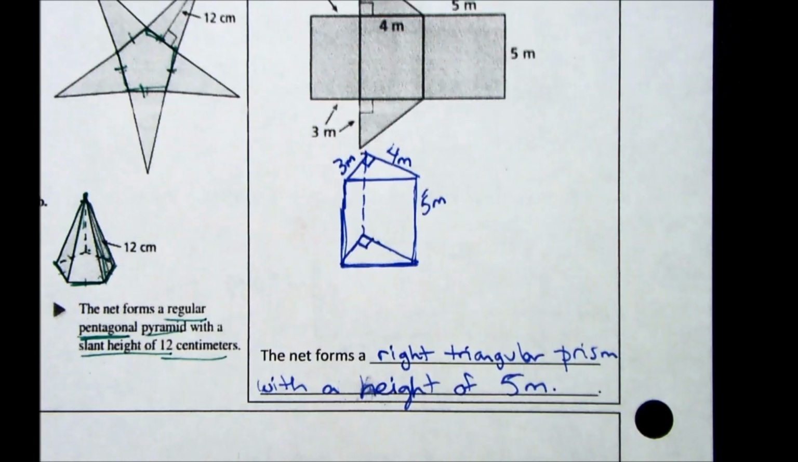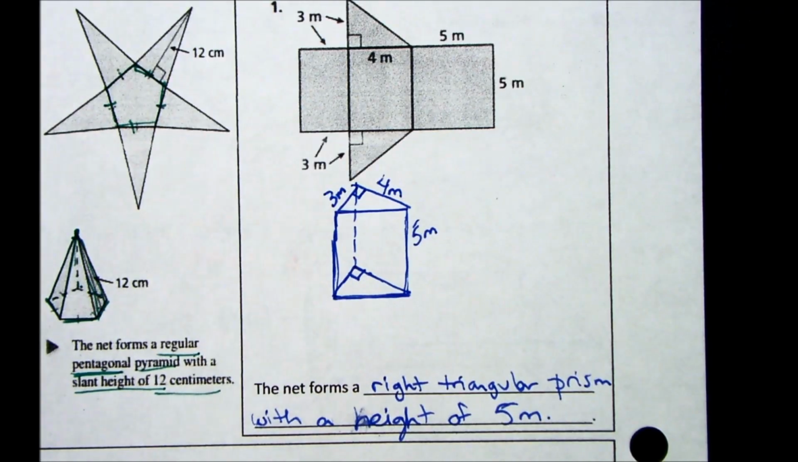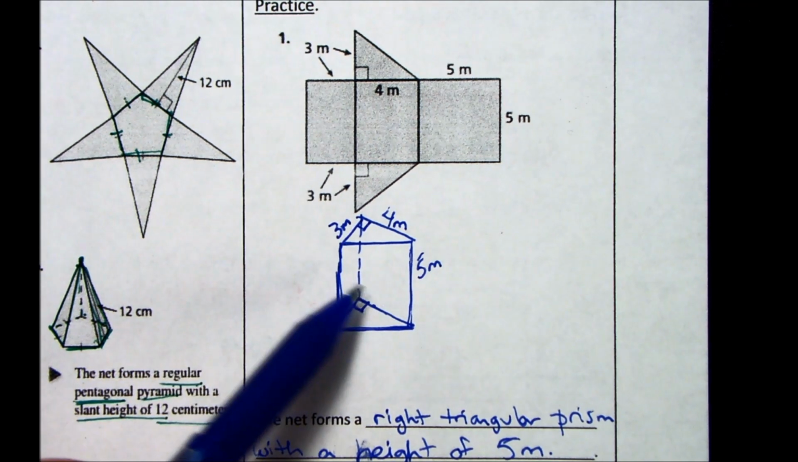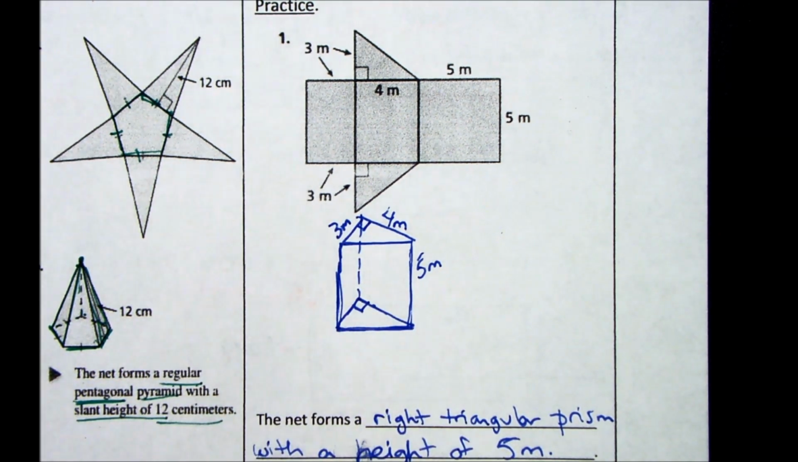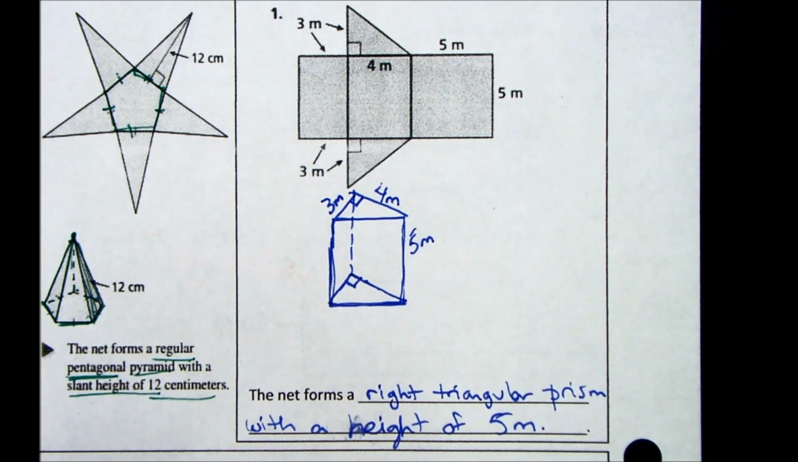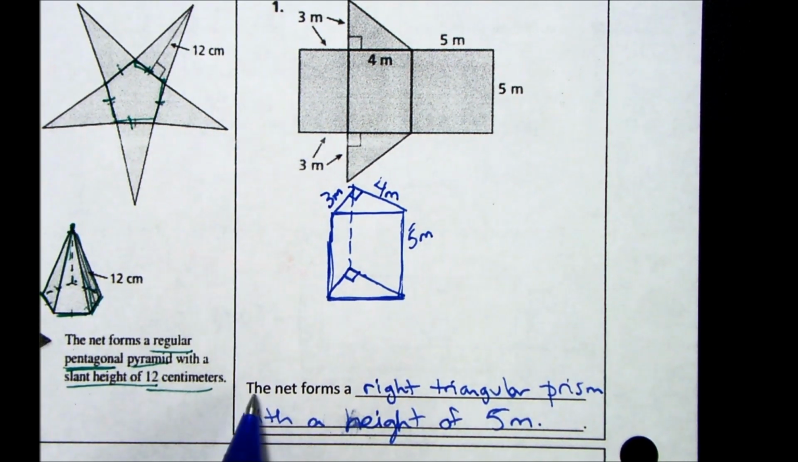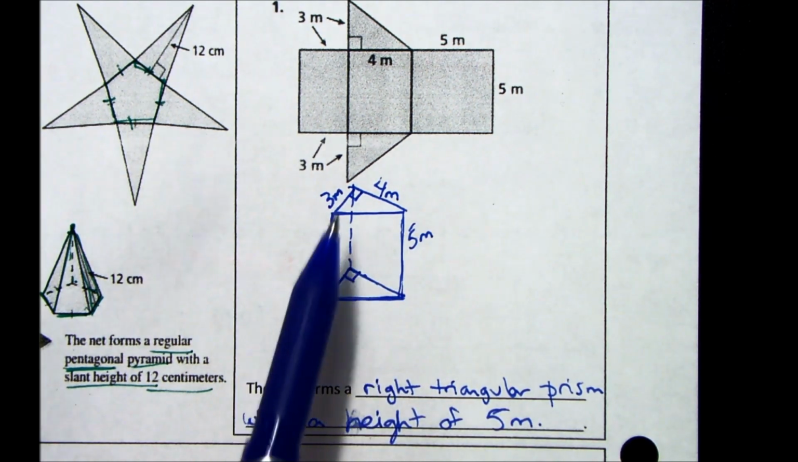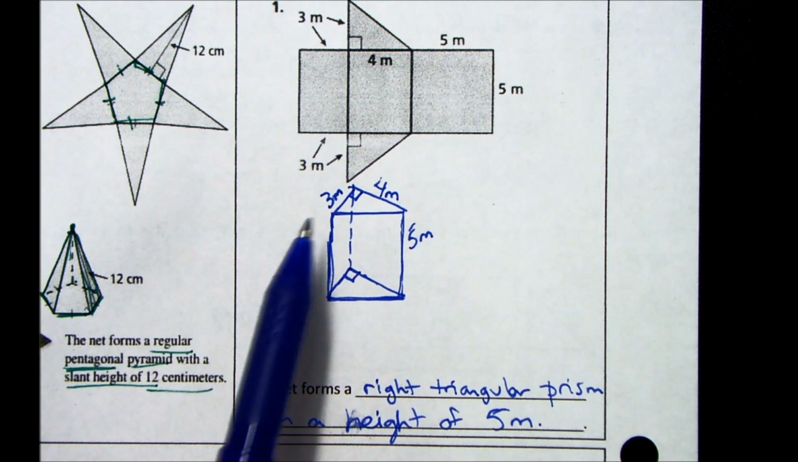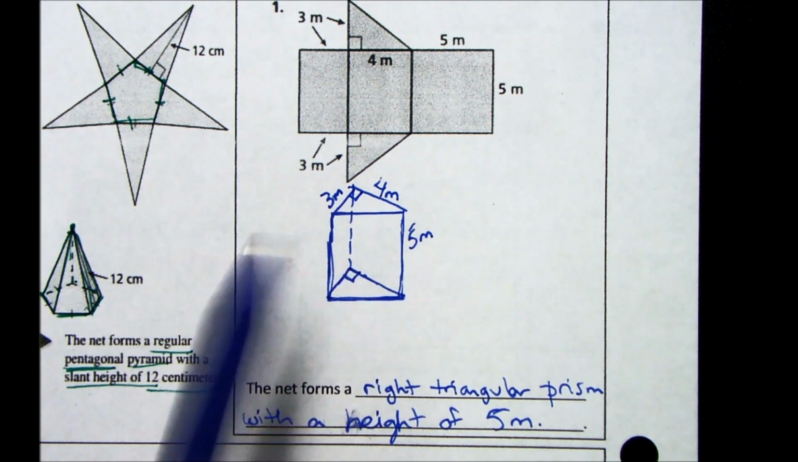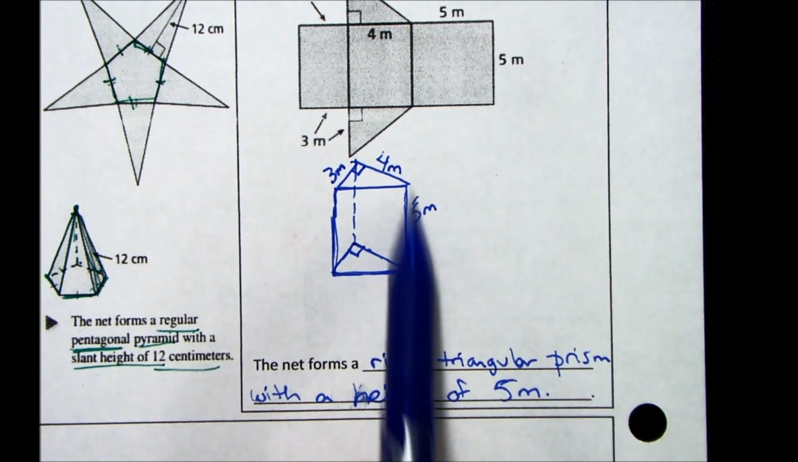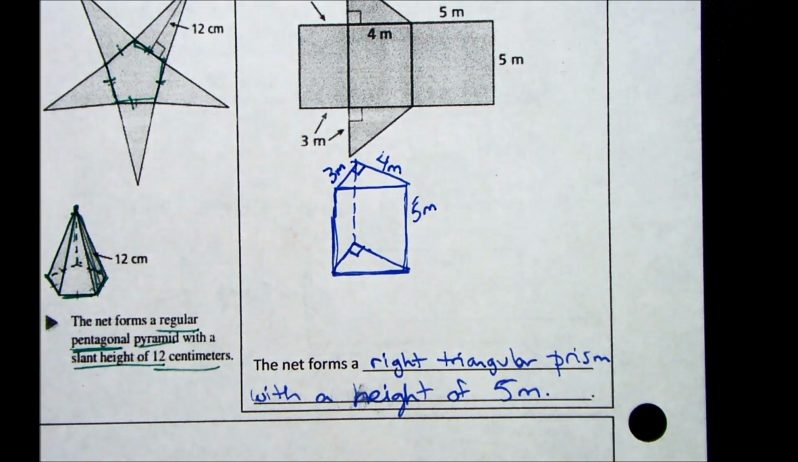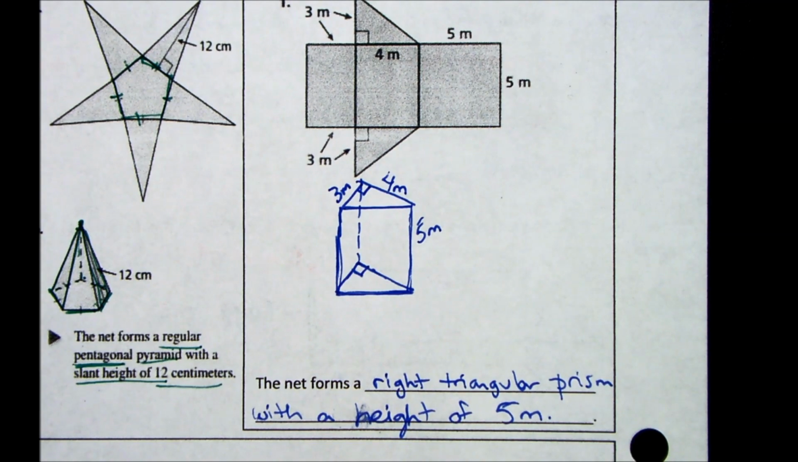The idea here is just basically, can you take that net and describe and draw the 3-dimensional object and describe what it is to the best of your ability. So I would expect you to say something like the net forms a right triangular prism. The 3 and the 4, I guess you could say that has a length and width, but that's actually not necessary. We'll just say a perpendicular height of 5 meters and call it a day. All right, let's go on to number 2.